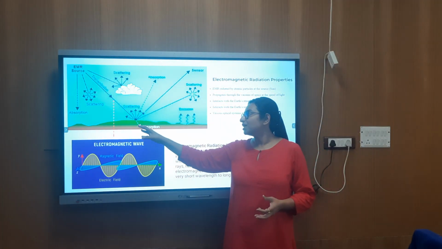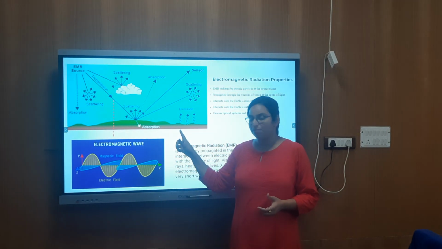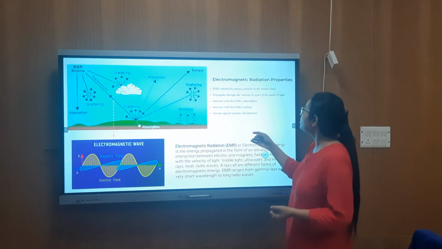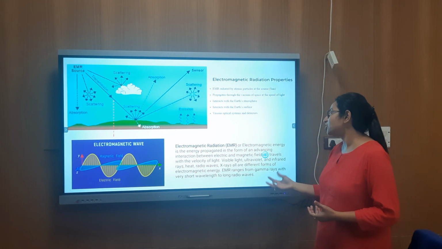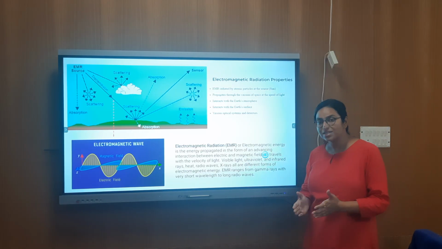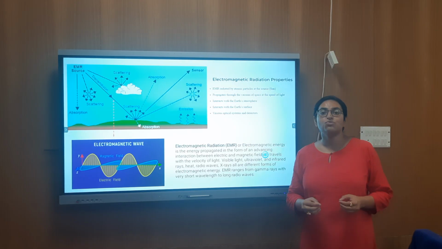The part that is absorbed by the target is later emitted by the target in the form of certain radiation, which we will see next. Now, what is electromagnetic radiation? It is an energy which is propagated in the form of an advancing interaction between electric and magnetic fields, and it travels with the speed of light.